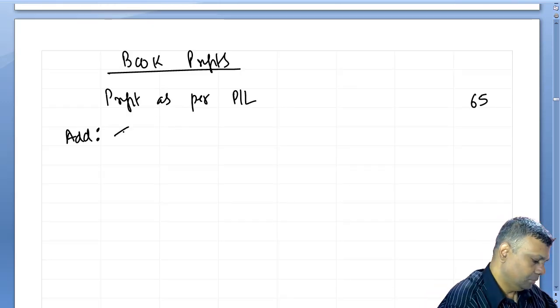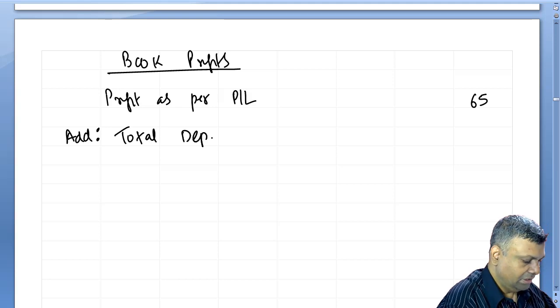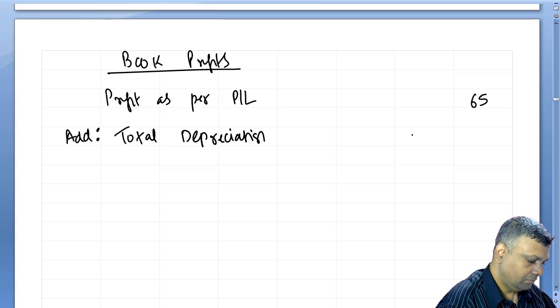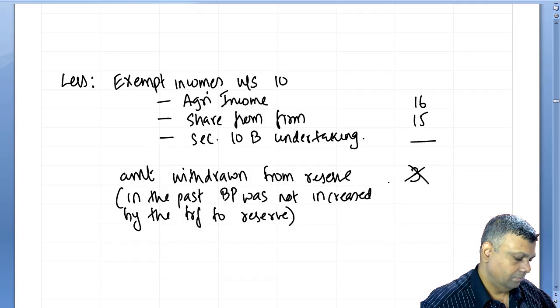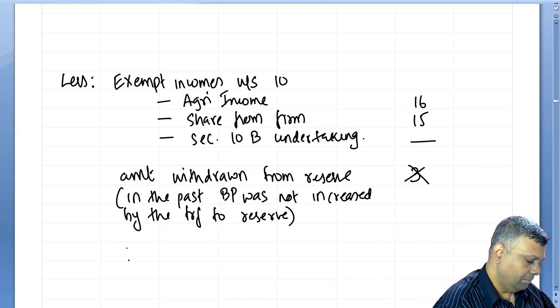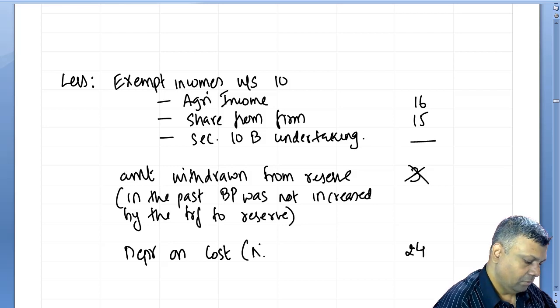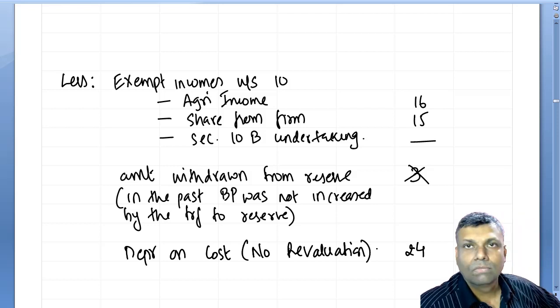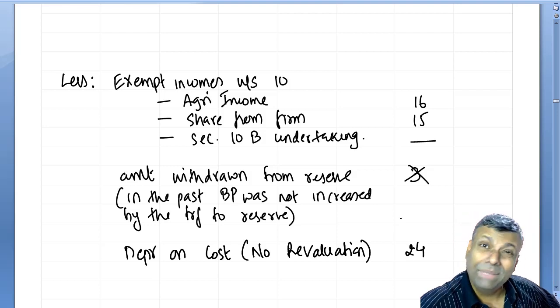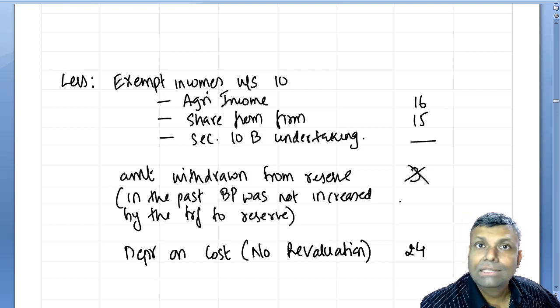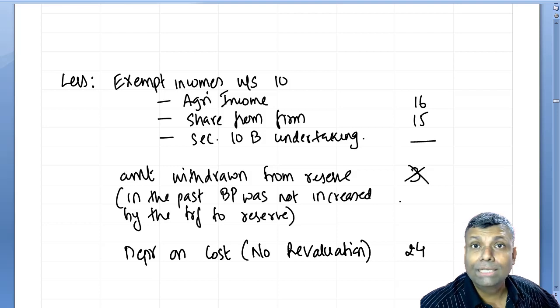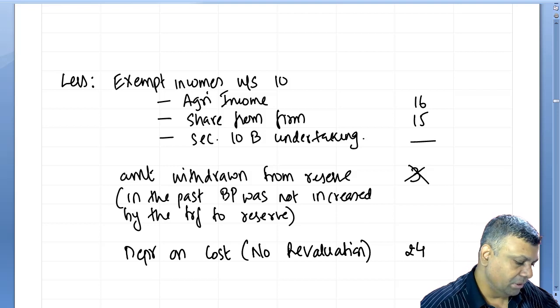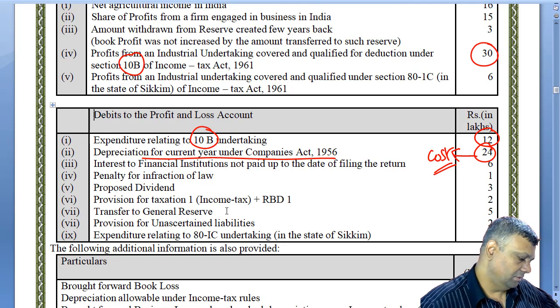Add total depreciation 24, and here you have to say depreciation on cost 24. There is no revaluation. But you have to show these adjustments specifically, add and less, because of the specific provision. As I already told you in my previous class, this is more like a format computation. So you have to show the adjustment as defined by the law. So you should better show the defined adjustments. Come on, next point.